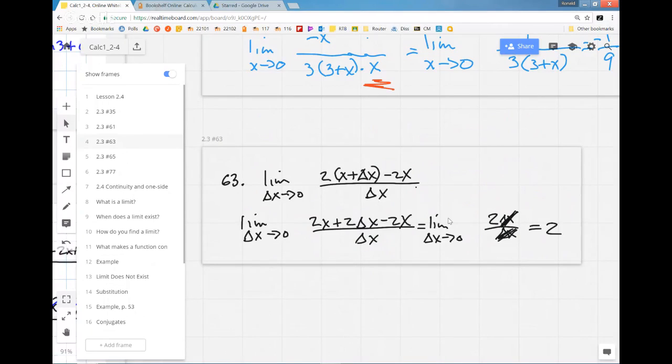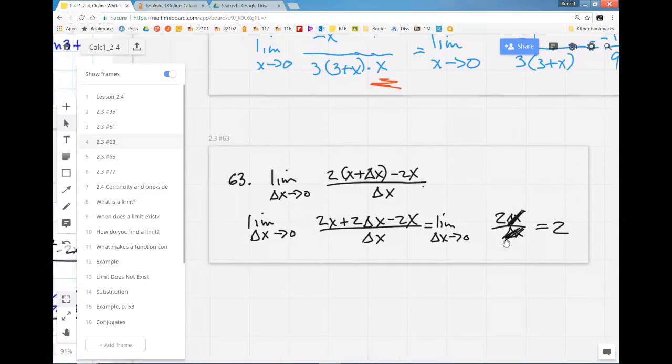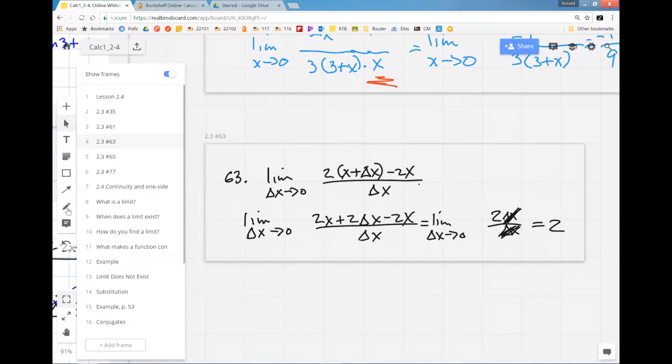And, well, you can do a little algebra and multiply out that distributive property on the top. 2 times x plus 2 times delta x minus 2x. Now the 2x's wipe each other out, and you have 2 delta x over delta x. And over here in the end, you can cancel the delta x's, and your limit comes down to 2. Any questions on number 63?